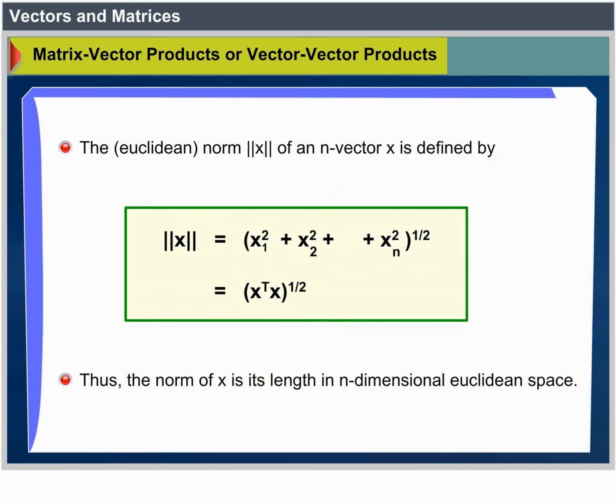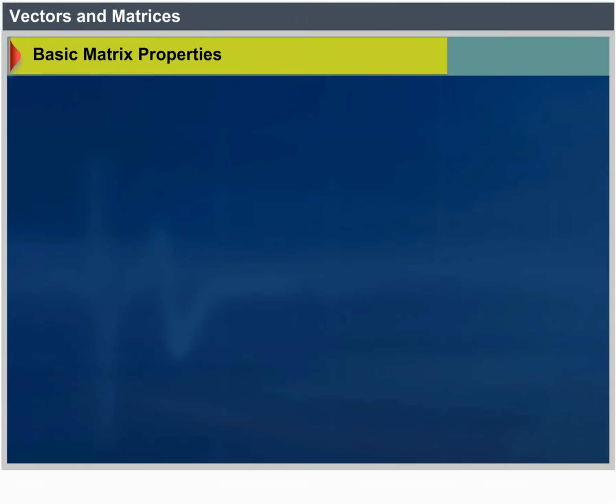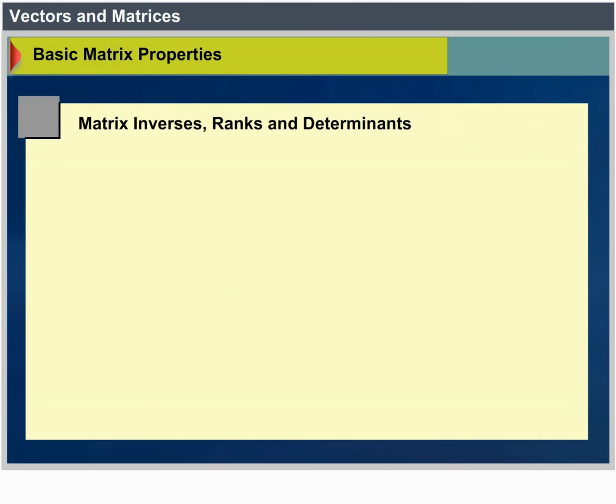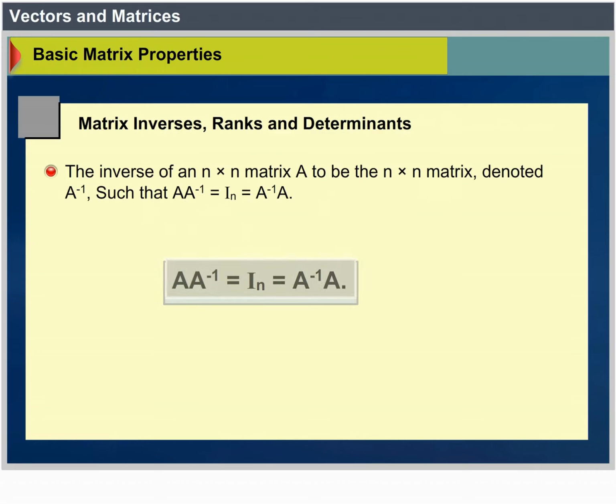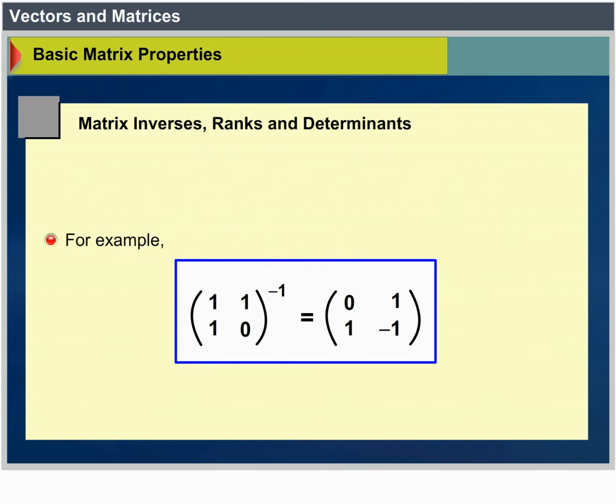Basic matrix properties: matrix inverses, ranks and determinants. The inverse of an n by n matrix A is the n by n matrix denoted A inverse, such that A times A inverse equal to In equal to A inverse times A. An example is shown here. Many non-zero n by n matrices do not have inverses.